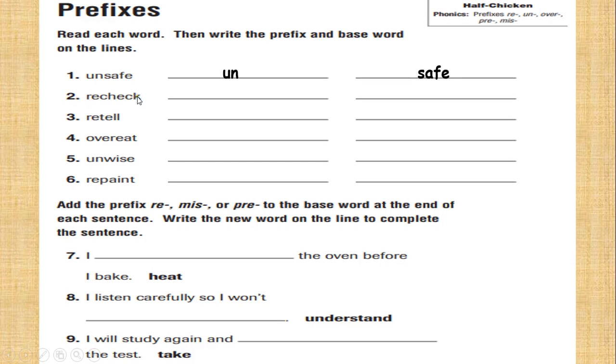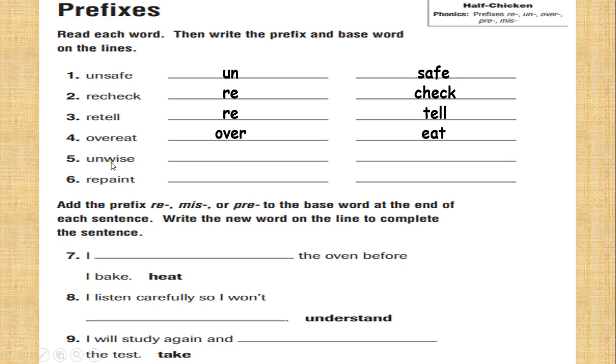2. Recheck, recheck. Where's the base word and where is the prefix? Re is the prefix. Check is the base word. Recheck, recheck. 3. Retell, retell. The prefix is re, re. The base word is tell, tell. 4. Overeat. Where's the prefix? Over, eat. Overeat, when you eat too much. So, overeat. Over is the prefix. Eat is the base word.